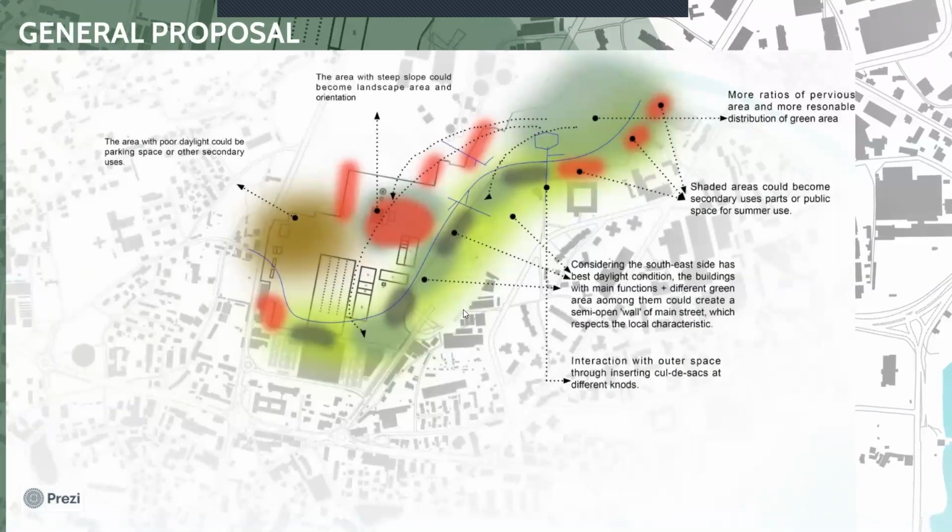As a result, we generated some principles to guide our design proposal, such as more pervious areas, placing buildings with main functions at the southeast side, inserting cul-de-sacs at important nodes, putting secondary functions into shaded areas, and finally avoiding massive buildings in the steep slope area. That's it. Thanks for listening.